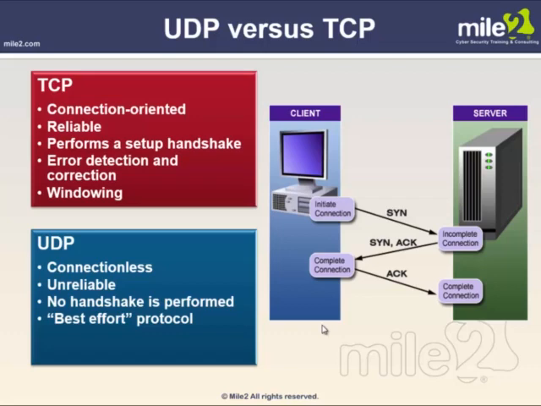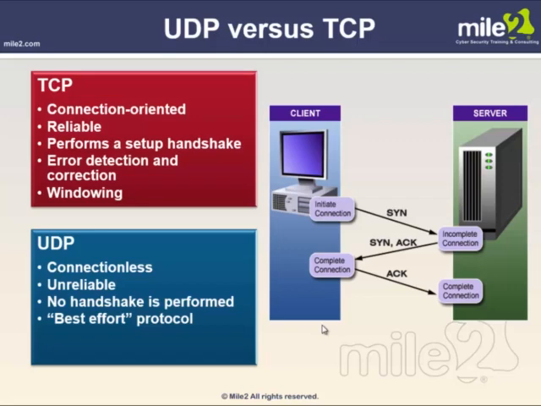Now with UDP, User Datagram Protocol, this is connectionless, meaning that it doesn't have to have the three-way handshake completed to be able to send data. So it doesn't have to have that connection before it can send the data. It just sends the data. With that, it is unfortunately unreliable.